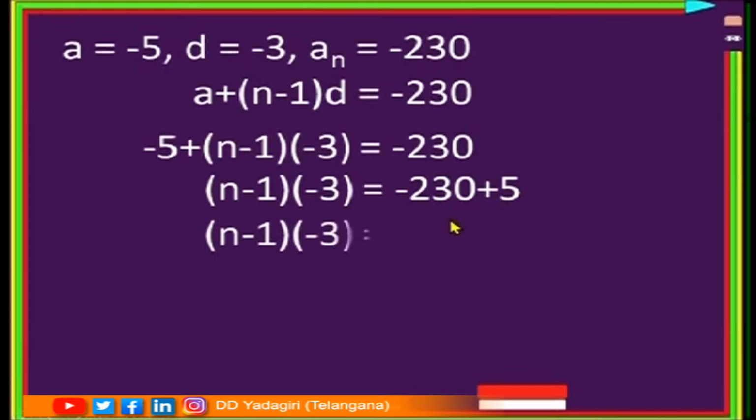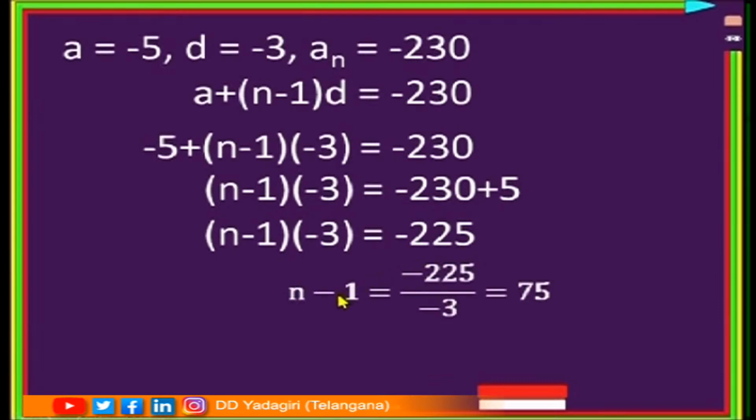That is minus 225. Okay, now here minus 3 is multiplying (n minus 1), if we bring it to the right hand side, it divides minus 225. So n minus 1 is equal to minus 225 by minus 3, minus minus gets cancelled. So 225 by 3 becomes 3 7s 21 and 3 5s 15. So 75 is the value of n minus 1.